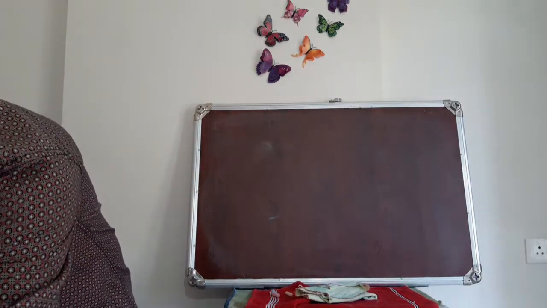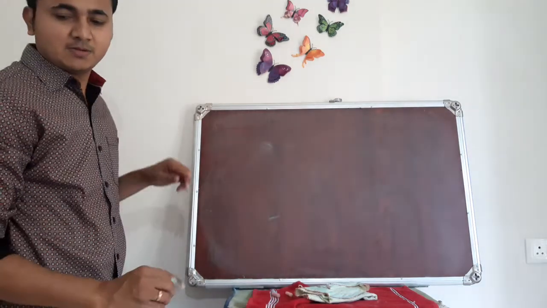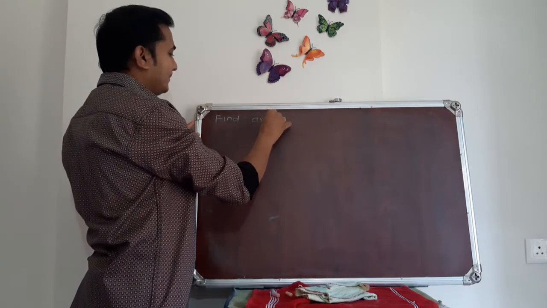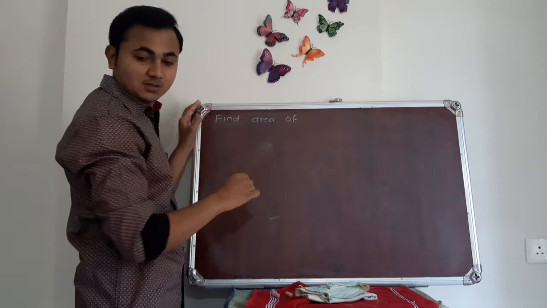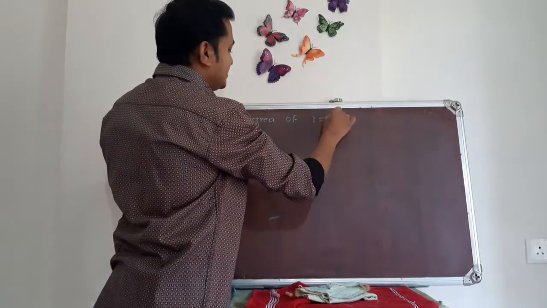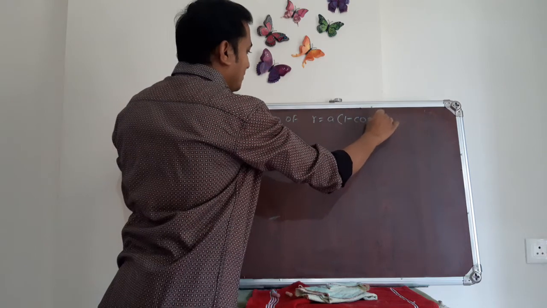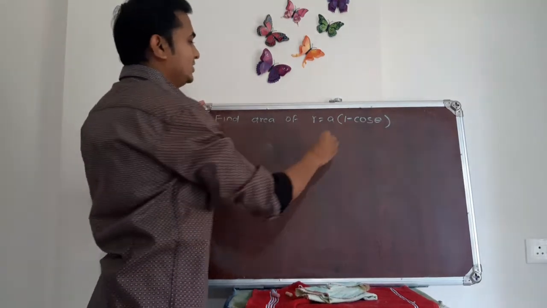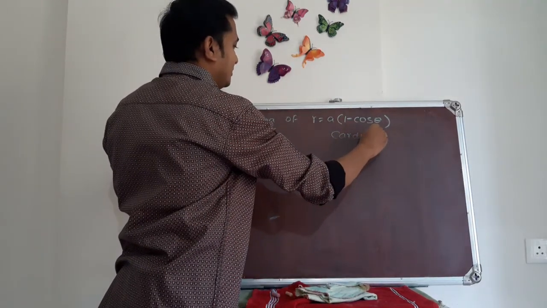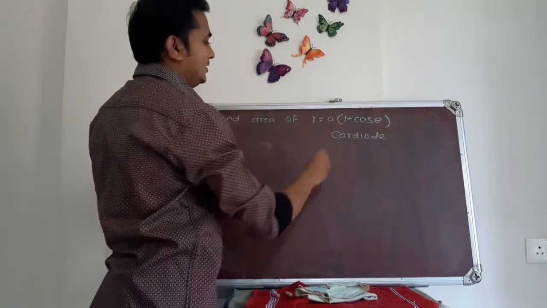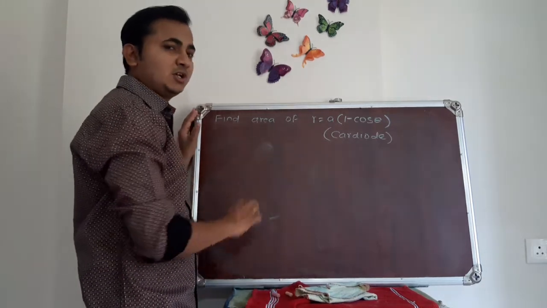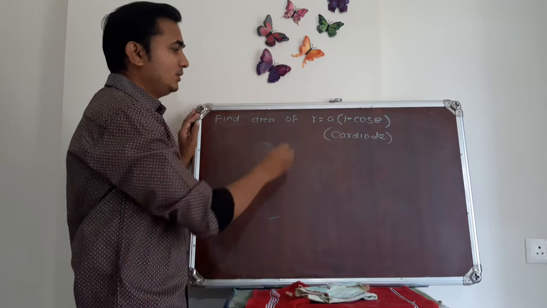Let me consider another example, which is a polar curve. So find the area of r is equal to a into 1 minus cos theta. This is basically a cardioid. So you should have some basic knowledge of this curve, I mean how this curve looks like.